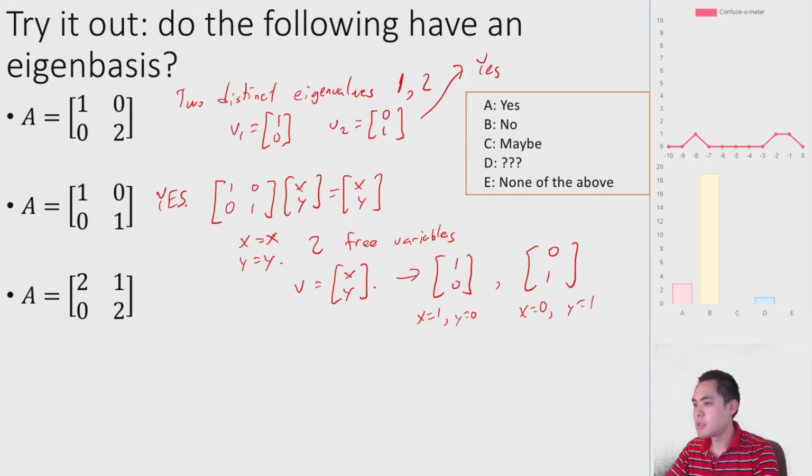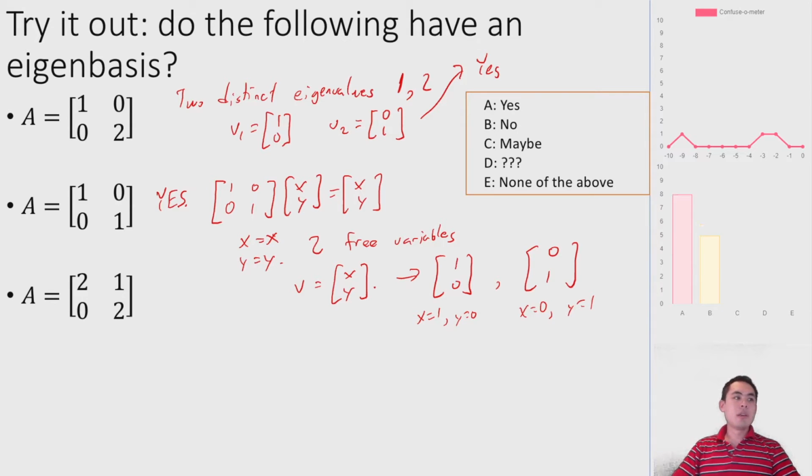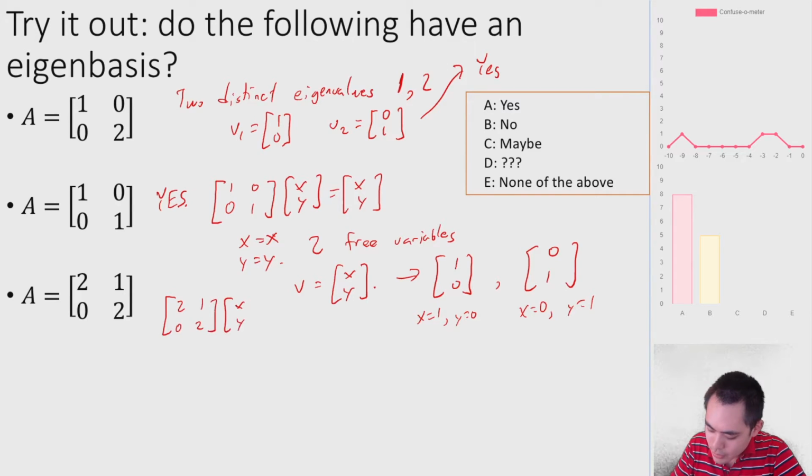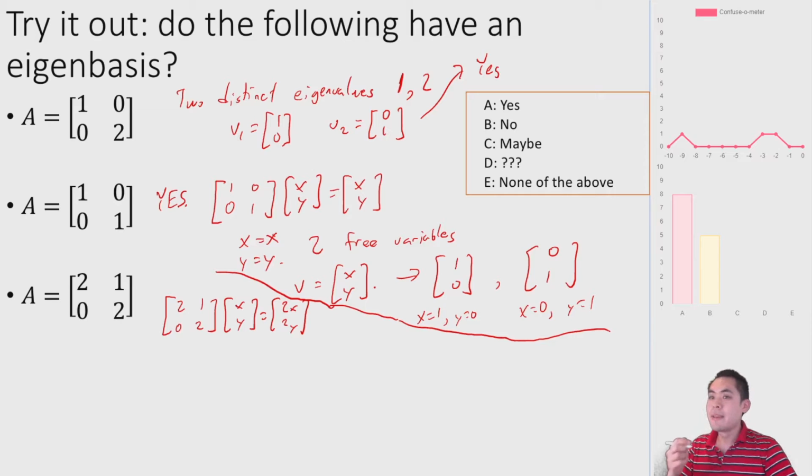Let's see. Okay, so we have some A's, we have some B's. Okay, well, let's see what happens. So note that [2, 1; 0, 2] times (x, y) is going to be equal to (2x, 2y), right? Let me separate these out. Right? And so because of that, if you solve the system of equations, you have 2x plus y is equal to 2x, and 2y is equal to 2y.